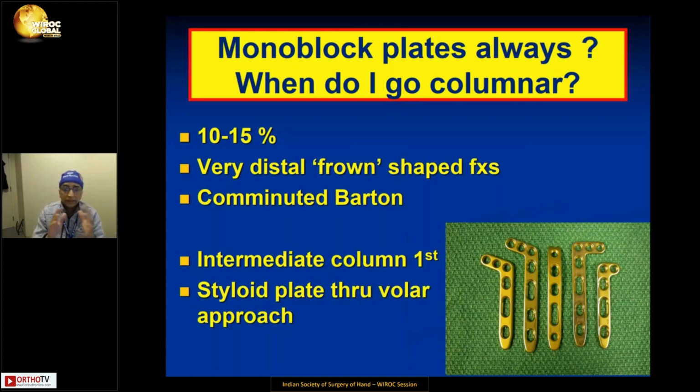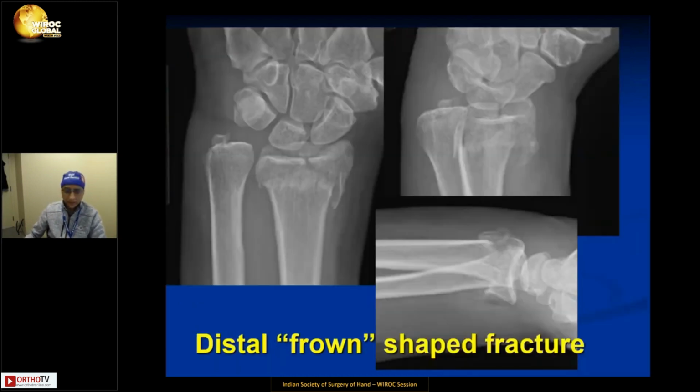I don't make any separate approaches. I'm comfortable putting my radial column plate through my volar approach, just like I put the intermediate column plate. So through one approach, I can get both plates on, as I'll show you. So here's this fracture, which is a very, very distal, what I call frown-shaped fracture. And you may think that you may be able to fix this with a volar monoblock plate, but remember, we talked about the watershed line, and you may not get adequate purchase, and your plate may be too prominent.